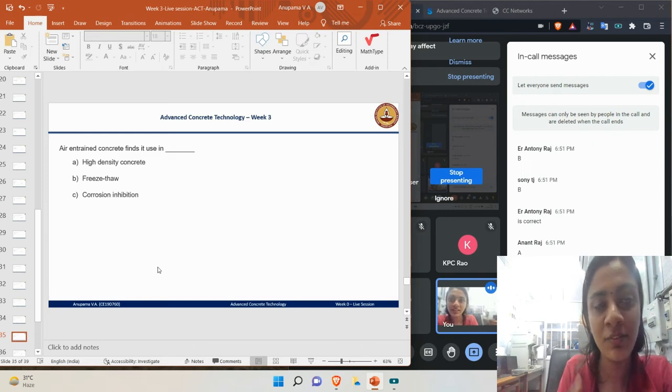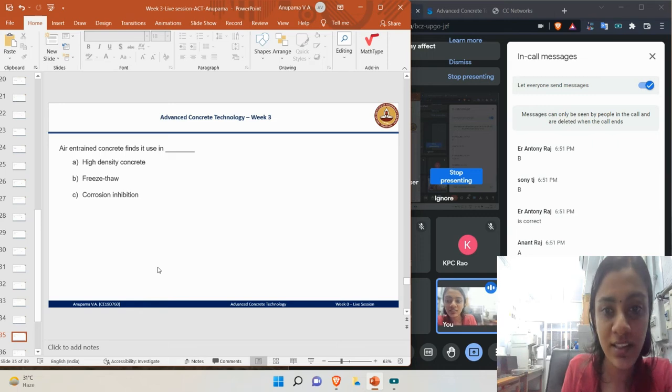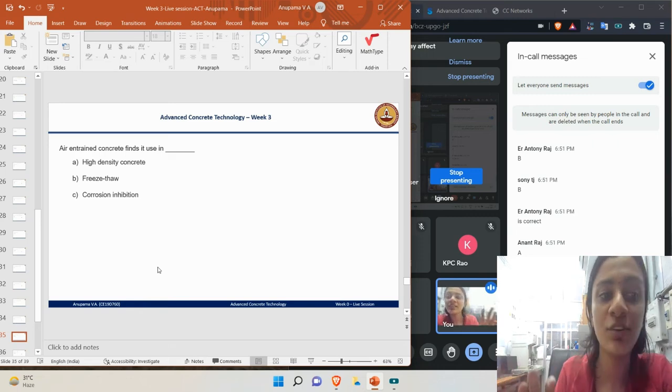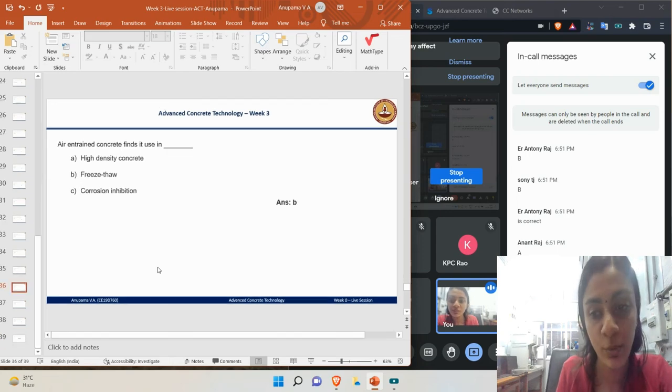When it freezes, anyway, it expands. So in order to avoid that, in the case of freeze thaw conditions, we knowingly, deliberately introduce air in the concrete. So the correct answer is again option B, which is freeze thaw. Okay. Why do we do that?